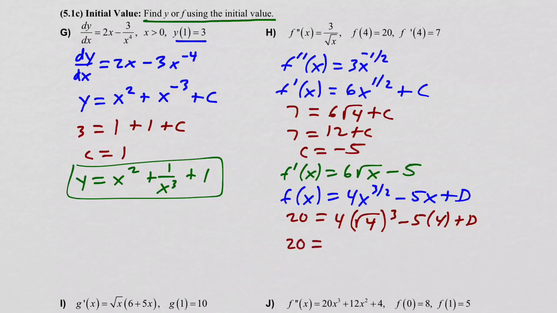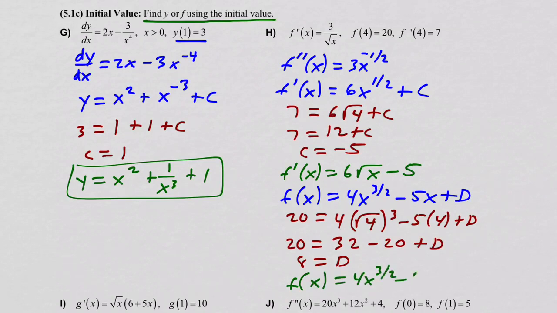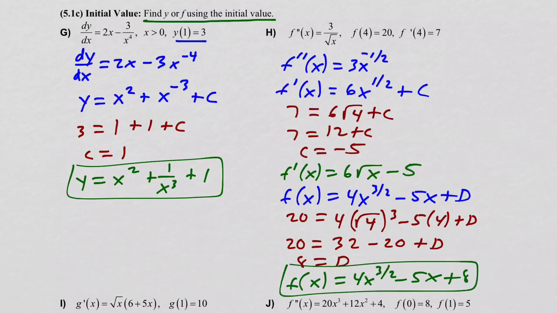So 20 is equal to 32, subtract 20, plus d. And this gets us 8 equals d. So our equation should be f of x equals 4x to the 3/2, subtract 5x plus 8. We'll do a quick check of this one as well. If we plug in 4 for x, we get the square root of 4 is 2, cubed is 8, times 4 is 32. Subtract 20 is 12, plus 8 is 20, so that looks good.